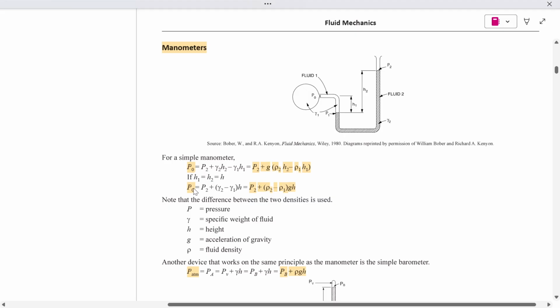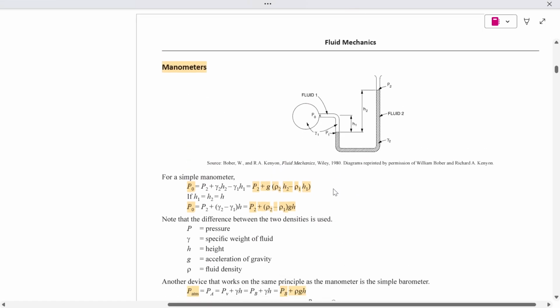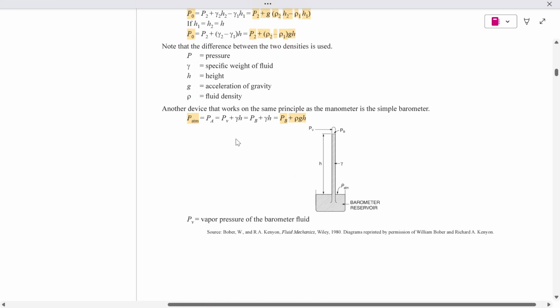So since P naught is a fluid inside that they are trying to measure, P naught is equal to P2, the atmospheric pressure, plus rho 2, the density of the fluid, minus rho 1, density of fluid number 1, times GH, and that is manometer. We'll do a problem on that one later. Then there is barometer. Atmospheric pressure PATM is equal to PB plus rho GH.